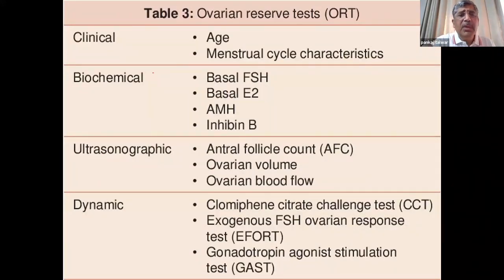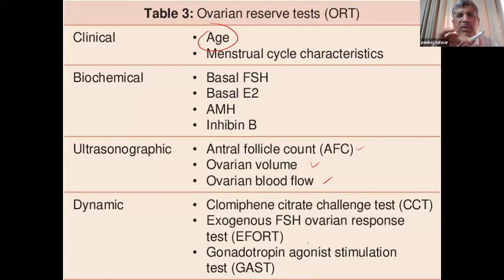So clinically, the most important thing which gives us some idea about the woman's physiology is the age. Always talk about her age and her menstrual cycle. In case her age and menstrual cycle are working well, we can be sure that this woman is doing well. Then we have some biochemical factors. We have FSH, E2, AMH, Inhibin B. Then we have AFC, ovarian volume, ovarian blood flow. We have the clomiphene citrate challenge test. We have a lot of things which we carry out.